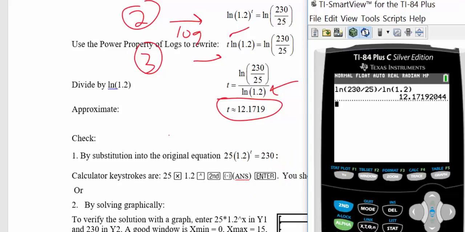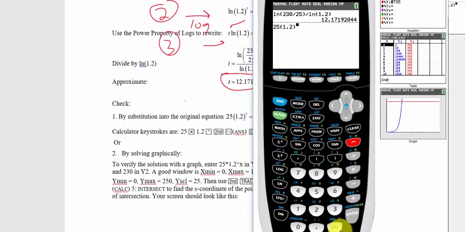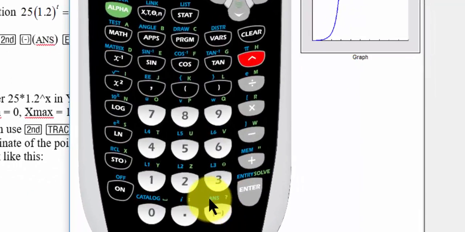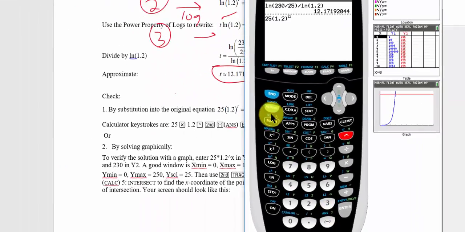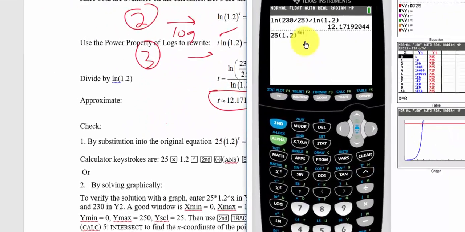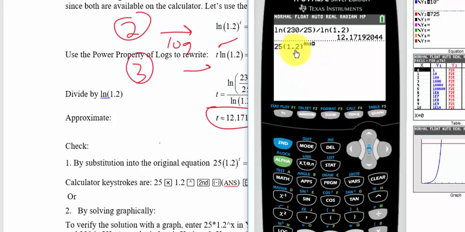So the quick check would be, let's see here, 25 times 1.2 raised to, and now I'm going to put, so I don't have to round, if I want to put this entire number here, I'm going to put the word answer in here. So if you look, I'm going to move my calculator around a little bit. If you see underneath the negative sign in blue, you see answer, or A and S. So if I press second and this negative key, it says answer, right? So 25 times 1.2 raised to my last answer. My last answer was 12.17192044. Press enter, and we get 230.